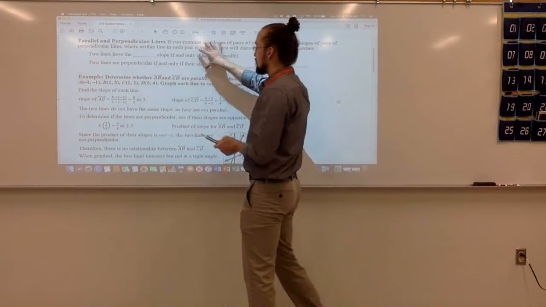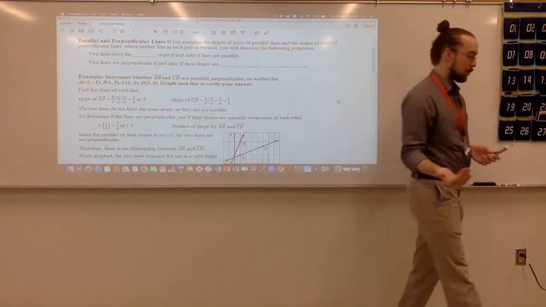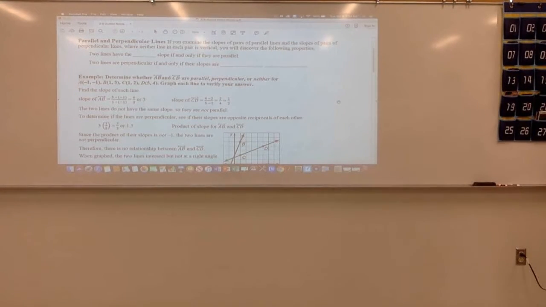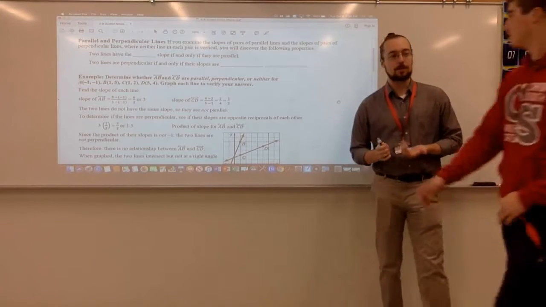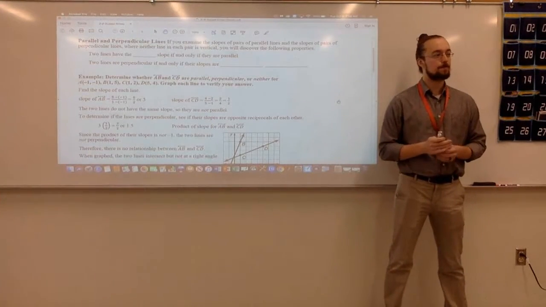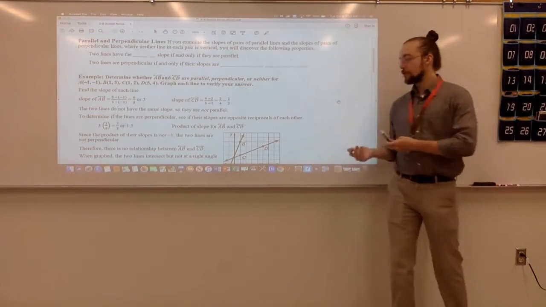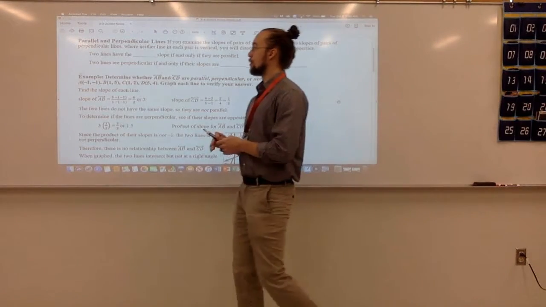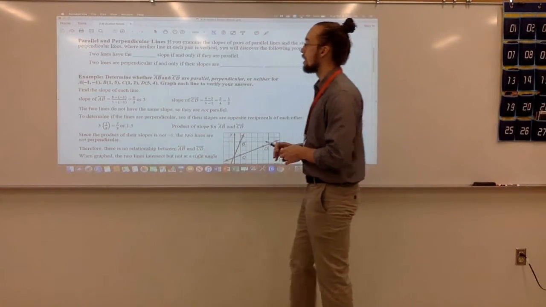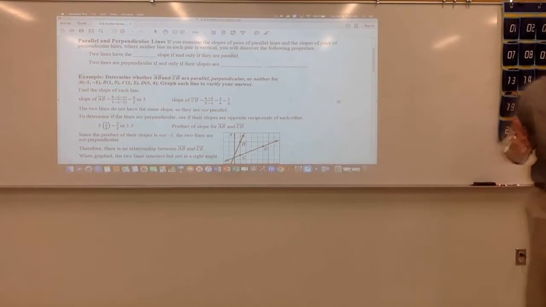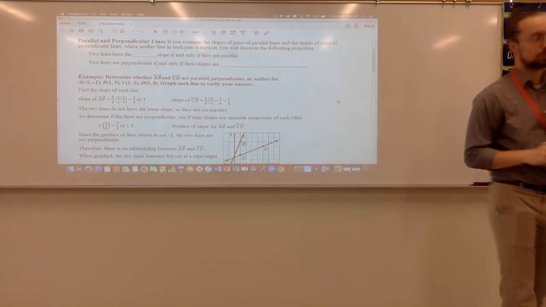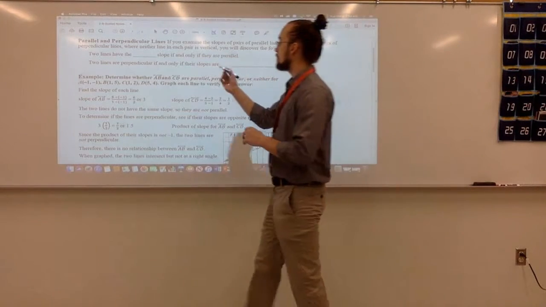All right. So today, we're going to take that one step further and talk about parallel and perpendicular lines. Did you guys talk about parallel and perpendicular in algebra? Yeah. All right, so hopefully this will be pretty straightforward then. What's the relationship between slopes of lines that are parallel? They're exactly the same, right?